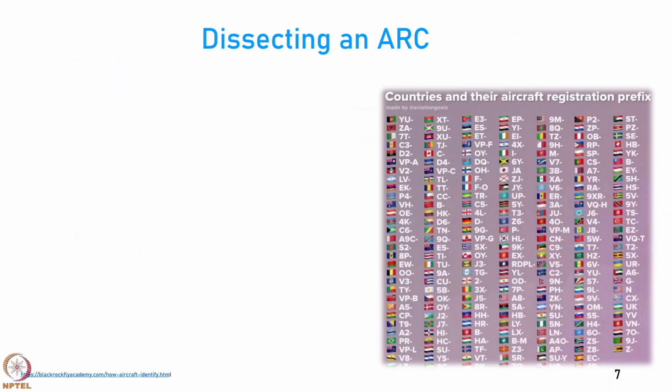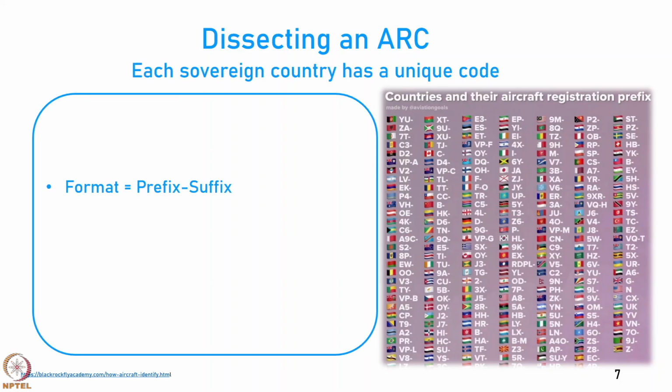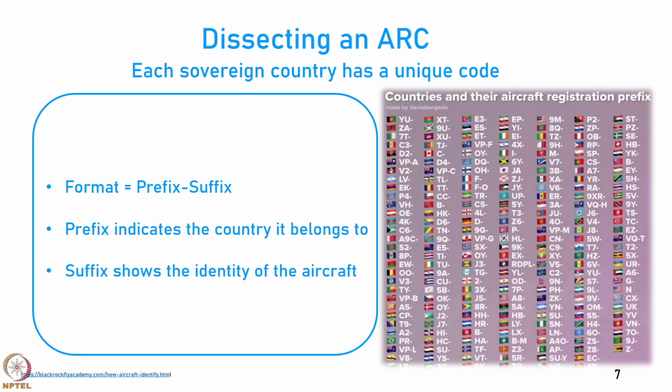Now, let us dissect an ARC. Each country has a unique code assigned to it by ICAO, and the format is very simple. There is a prefix and then there is a suffix. The prefix indicates the nationality or the country to which the aircraft belongs, that is, the country where the aircraft has been registered, and the suffix shows the identity of the aircraft, or the unique number.